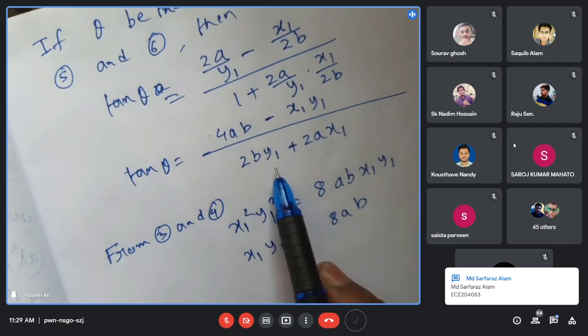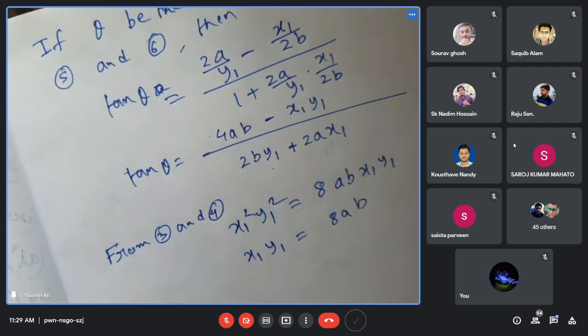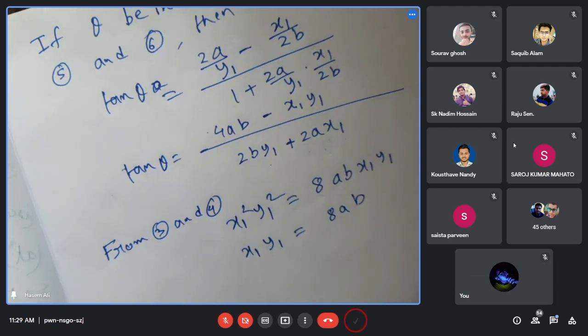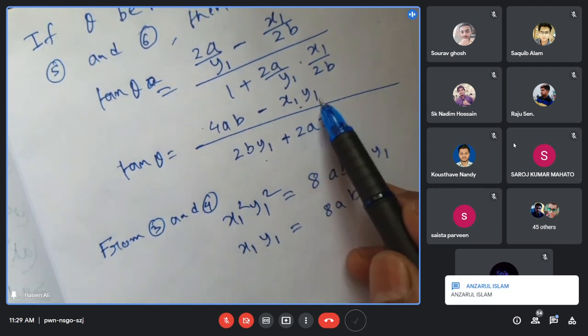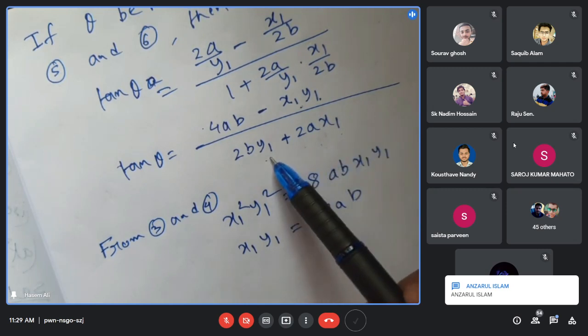Now we have to find the value of y1 and x1. I just put here x1 equals 8ab. Now find the value of y1 and x1.